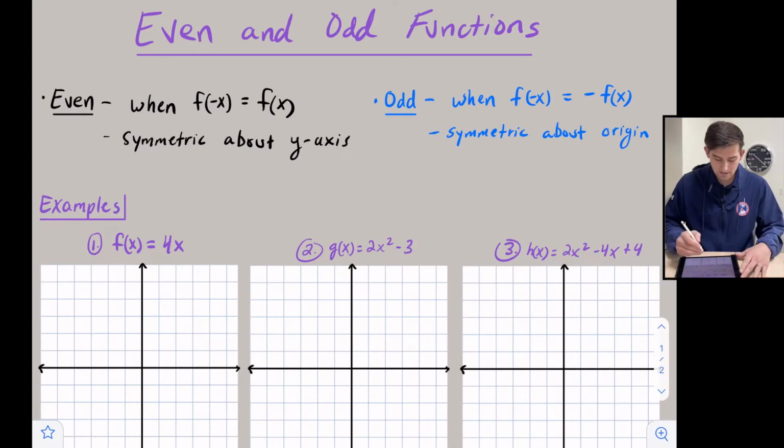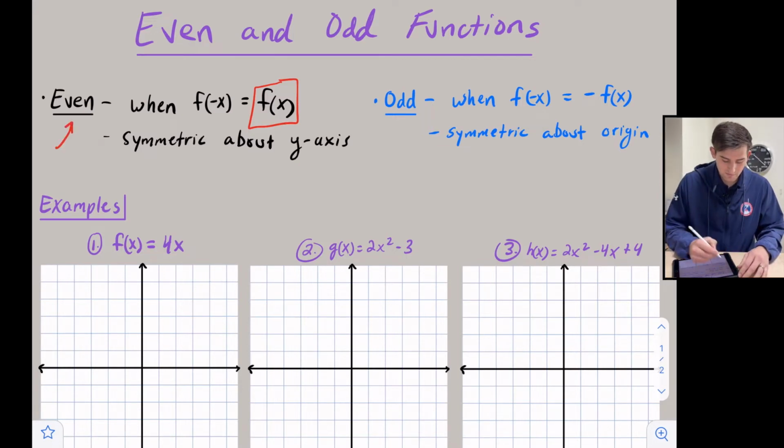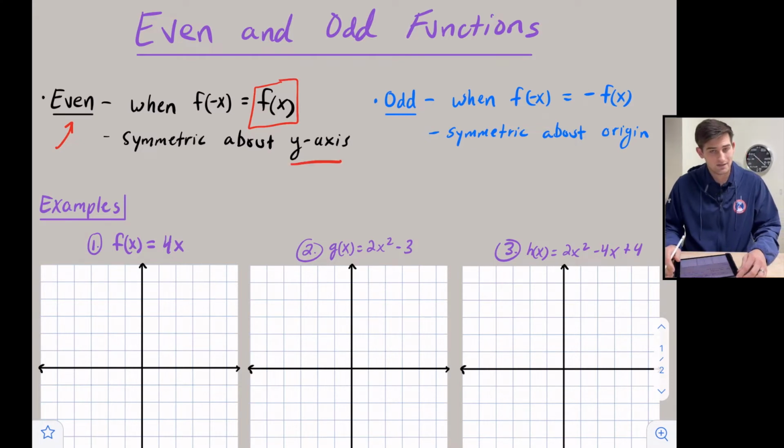If we get exactly what we started with, so f of x is equal to 4x and we end up with 4x, we would consider that an even function. Once we graph it, its graph should be symmetric about the y-axis, which means we could fold it over the y-axis and it would map on top of itself.